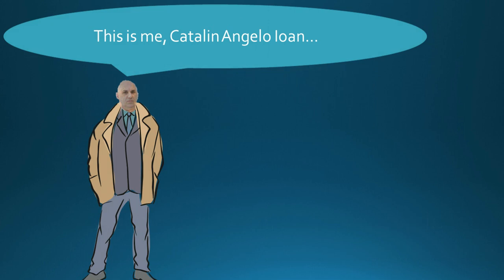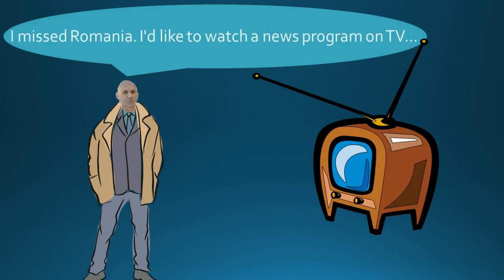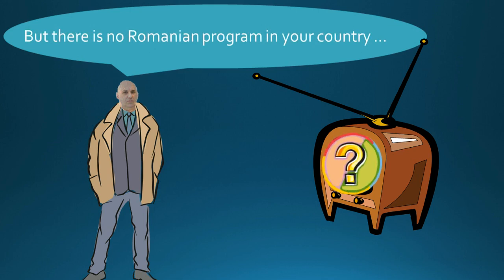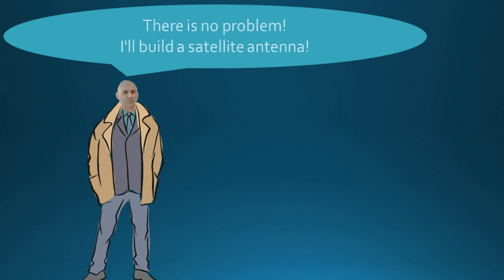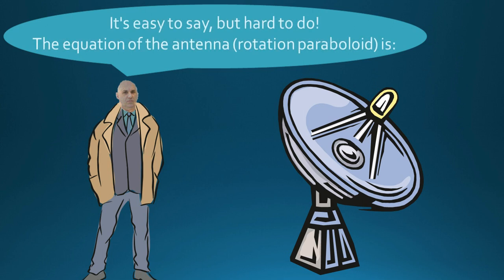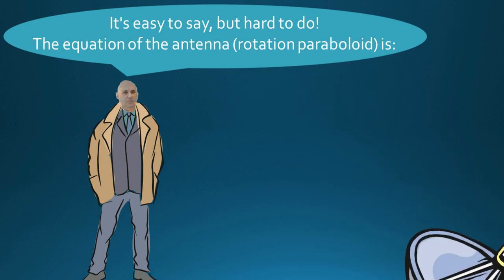This is me, Cătălin Angelo Ioan. I missed Romania. I'd like to watch a news program on TV. But there is no Romanian program in your country. There is no problem. I'll build a satellite antenna. It's easy to say, but hard to do.